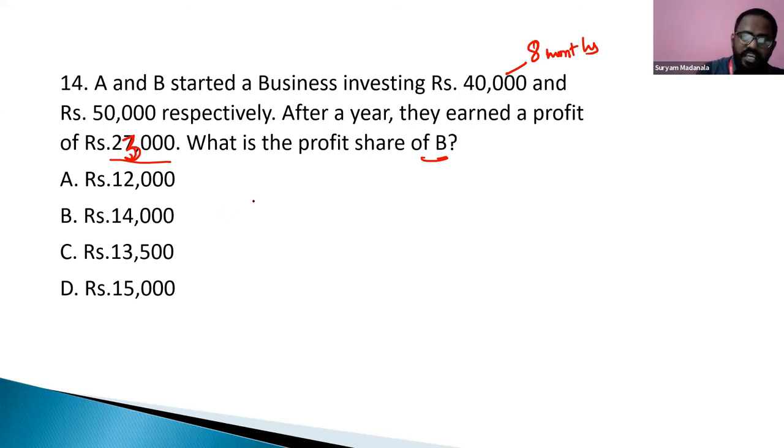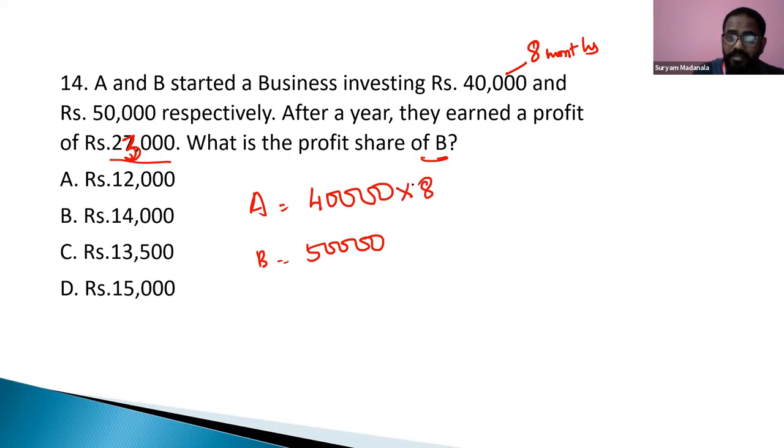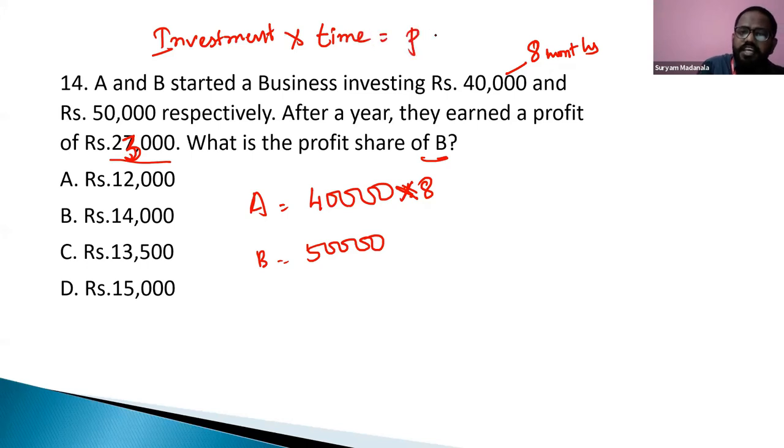Now, again, I do it this way. A invested 40,000, B invested 50,000. But A has invested for 8 months. I multiply the investment with time. You can ask me, sir, why did you multiply with time? Because I'm multiplying it with time to calculate the profit. More the investment, more the profit. More the time, more the profit. You understand the proportion, the variation. In direct variation, if the investment is increasing, the profit is increasing. Similarly, if the time is increasing, the profit is increasing.